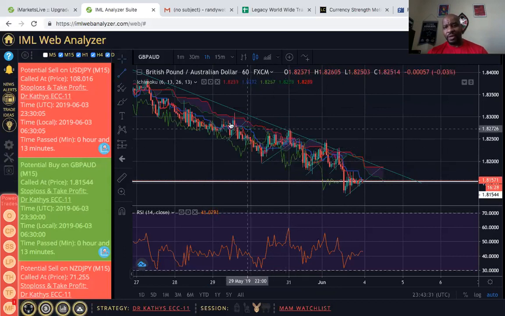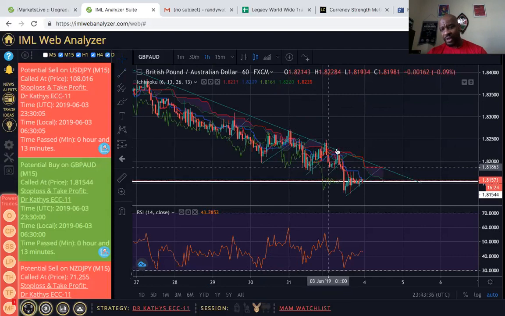So impulse, correction, continuation. Correction, continuation. This is the true impulse right here. We have another correction happening, and then what we look for is a possible continuation. So we have to be cautious if we go into this buy that is short term. Okay? So right now, I'm not going to go into this buy because I feel it's short term.